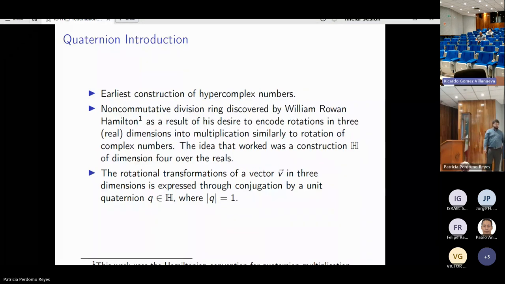Quaternions are the earliest construction of hypercomplex numbers. They were discovered by William Rowan Hamilton when he was trying to describe three-dimensional rotations similar to the way complex numbers describe two-dimensional rotations. A simple three-dimensional construction like complex numbers did not work, and any construction with just multiplication did not work. What turned out to work was a four-dimensional construction that used a conjugation operation in order to achieve the three-dimensional rotation on the subspace. Generally, we use a unit quaternion to describe this rotation. However, this will be different within this work. And yes, we do use the Hamilton convention because there are multiple conventions.